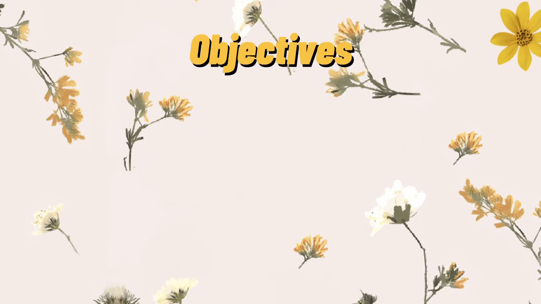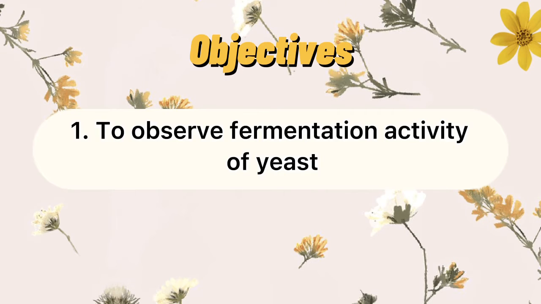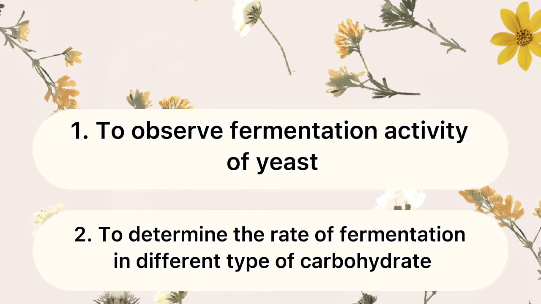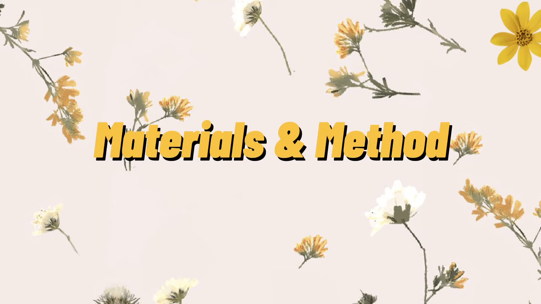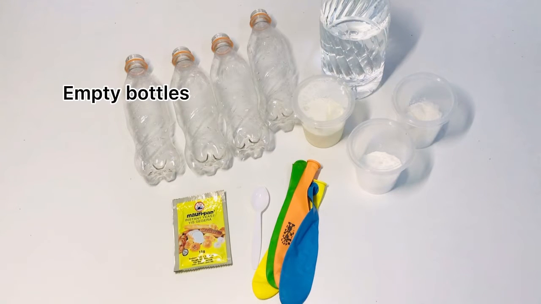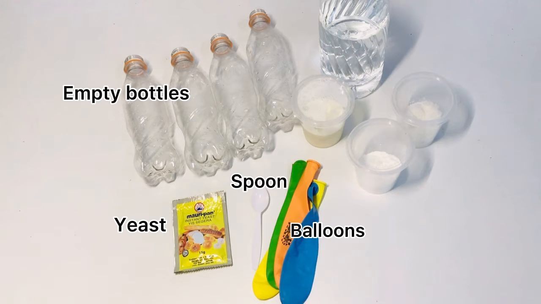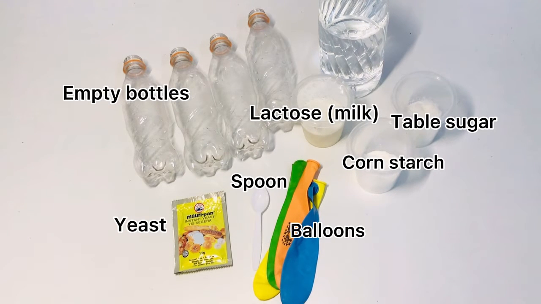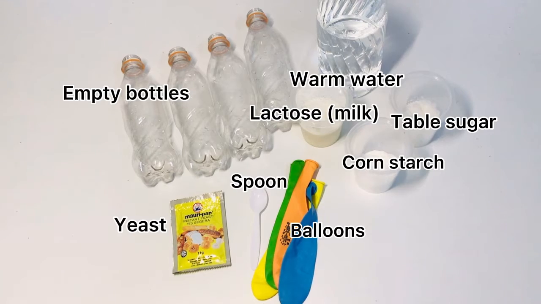The objective of this experiment is to observe the fermentation activity of yeast and to determine the rate of fermentation in different types of carbohydrate. The materials needed for this experiment are 4 empty bottles, yeast, spoon, balloons, lactose, cornstarch, table sugar, and warm water.